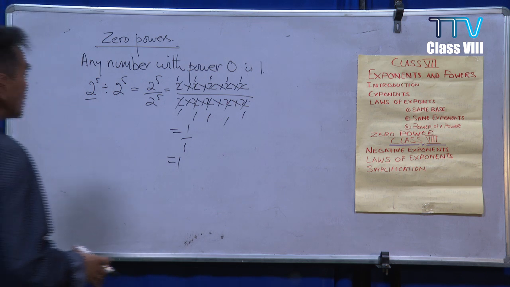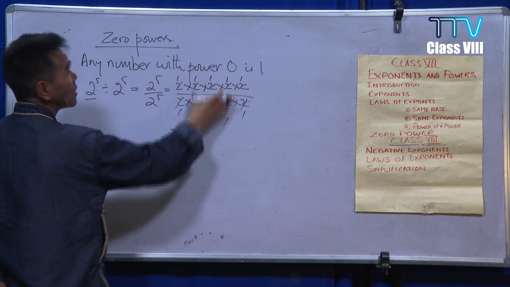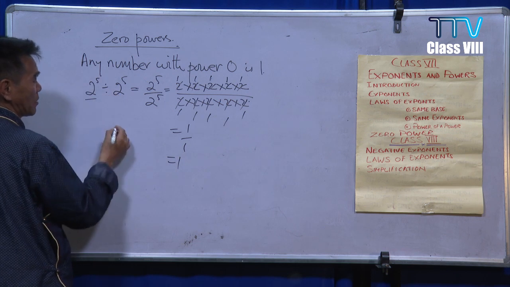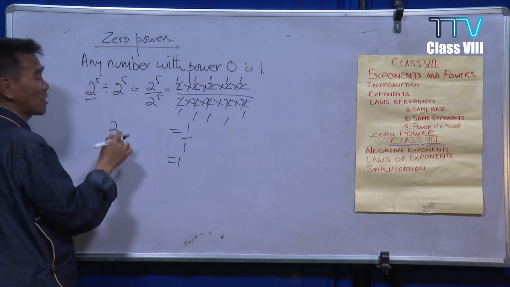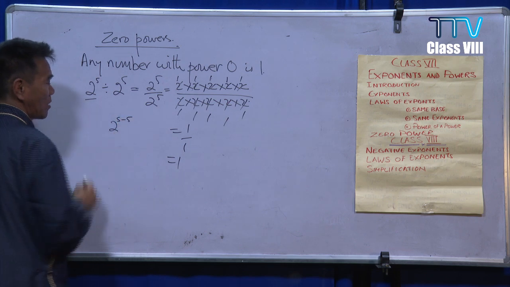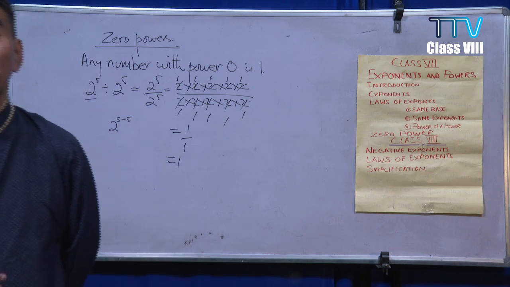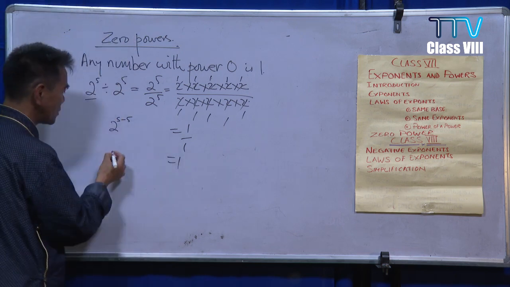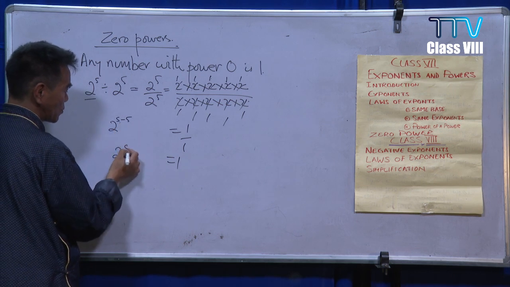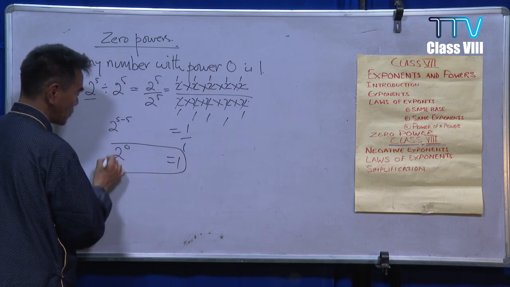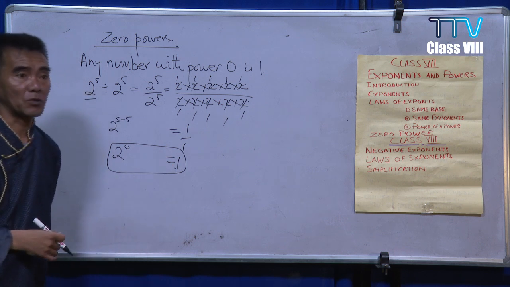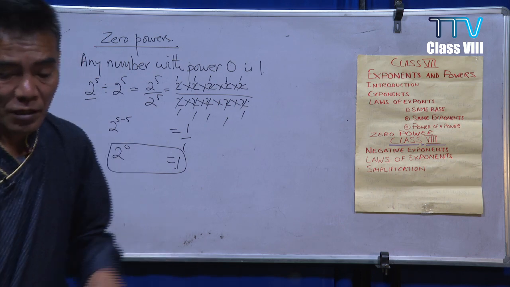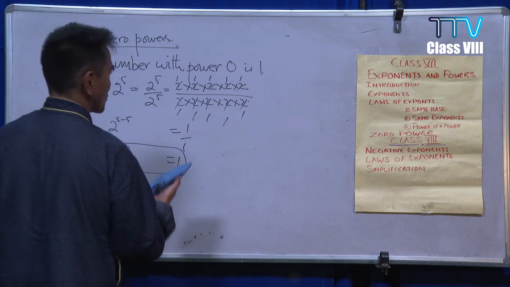The law of exponent: for division with the same base, we subtract the powers. So when I do it, 5 minus 5 is equal to 0. So any power 0 is the base condition: when the power is 0, the answer is 1. Let us do this example. I did it in class 8.